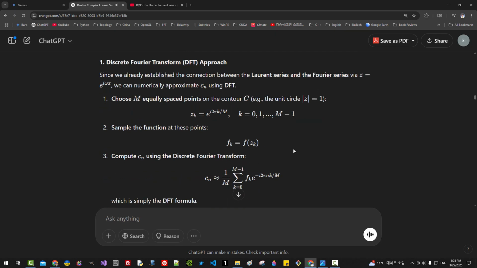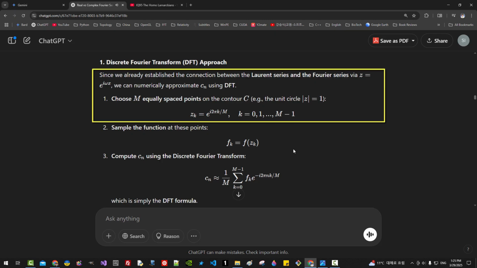1. Discrete Fourier transform, DFT approach. Since we already established the connection between the Laurent series and the Fourier series via z equals e^(i omega x), we can numerically approximate Cn using the DFT.